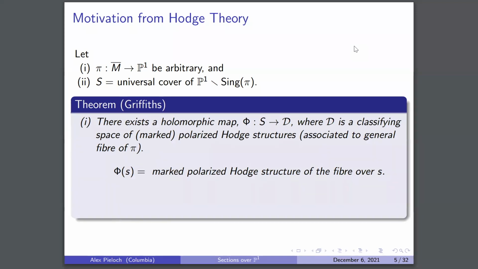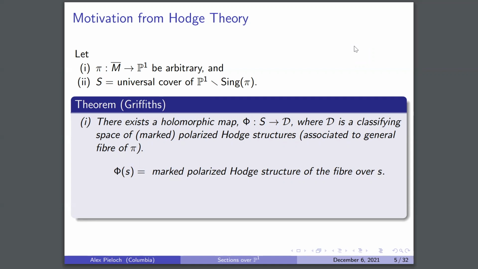As an application of Griffith's work on period domains, you get the following additional structure coming from these smoothly varying families of complex scalar manifolds. You obtain a holomorphic map that goes from this universal cover S to a moduli space. This moduli space D is the moduli space of polarized Hodge structures associated with the fiber. The fiber, being a complex scalar manifold, equips its cohomology with some additional structure. All this map is doing is looking at your point in P1, looking at the fiber over that point, and associating to that point in P1, or rather the universal cover, its associated polarized Hodge structure.